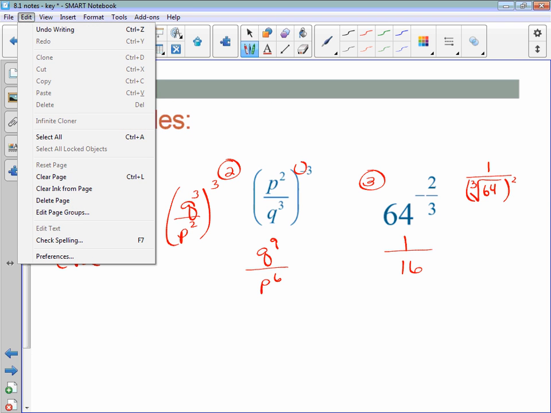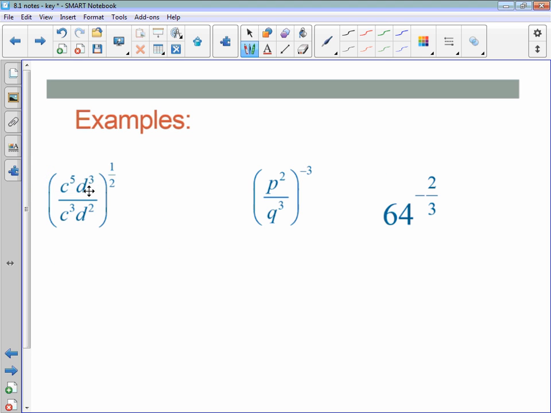So, let's do a couple. Let's start over with our numbering. We'll practice. We won't say examples, we'll say practice.